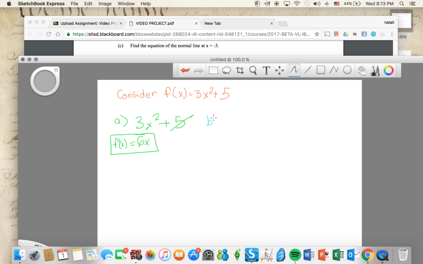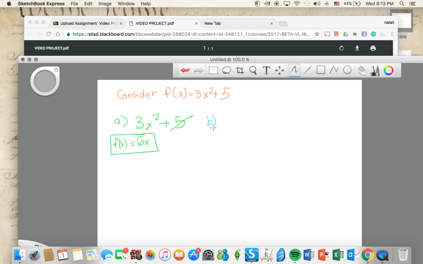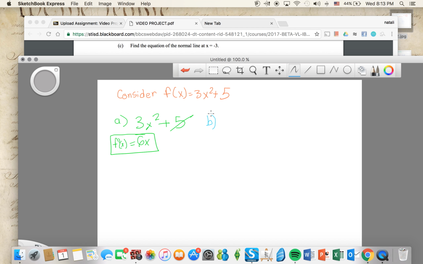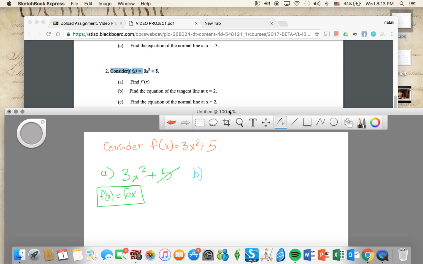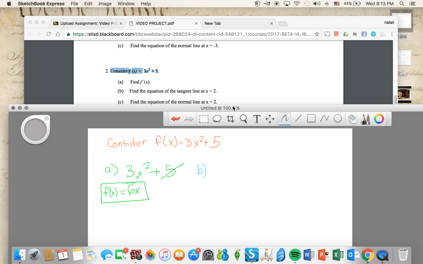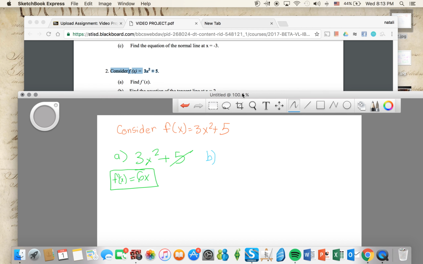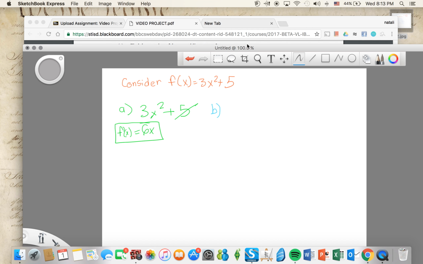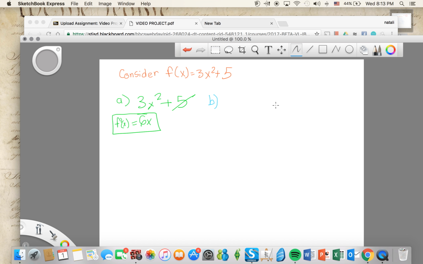So, B. This one's more difficult, because B is asking us to find the equation of the tangent line at x equals 2. They don't give us points, so we're going to have to find that for ourselves.